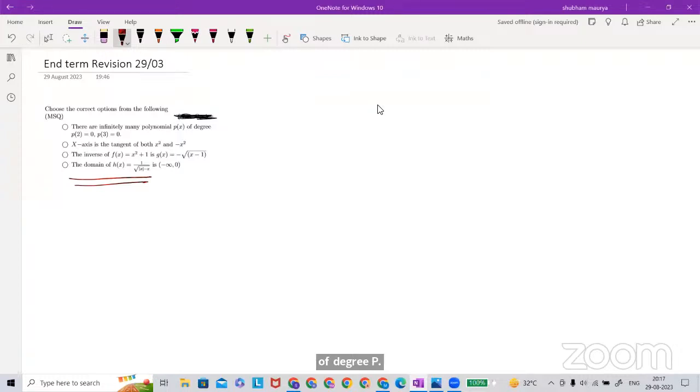I think some portion is missing for this problem. I think the degree is erased. Okay, let me fix that. This is of degree 4. So with degree 4, there are infinitely many polynomials of degree 4 with P(2) and P(3) equal to 0. We can easily create them with P(2) equal to 0.